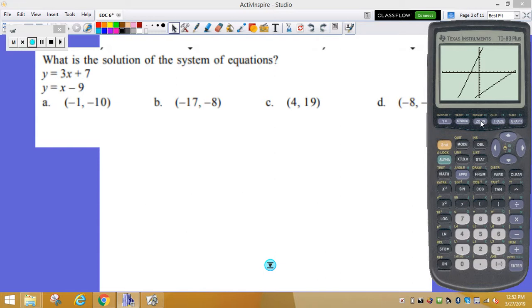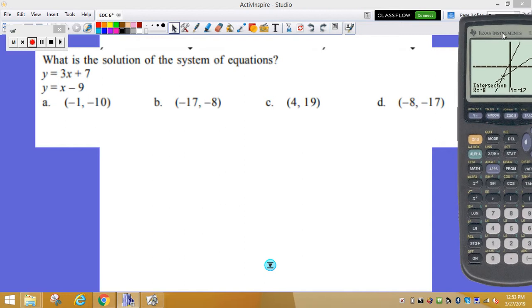So we're going to have to zoom out. So you're going to hit zoom. It's right here in the middle, up top. You're going to zoom out. That's number 3. Hit enter, and hit enter one more time. There's your first line. Okay, now I can see where they cross, right? They cross right there. So let's push our button. Second, trace. We want the intersection and hit enter 3 more times. 1, 2, well, I got it, 3. So negative 8, negative 17. So my answer for this one would be D.